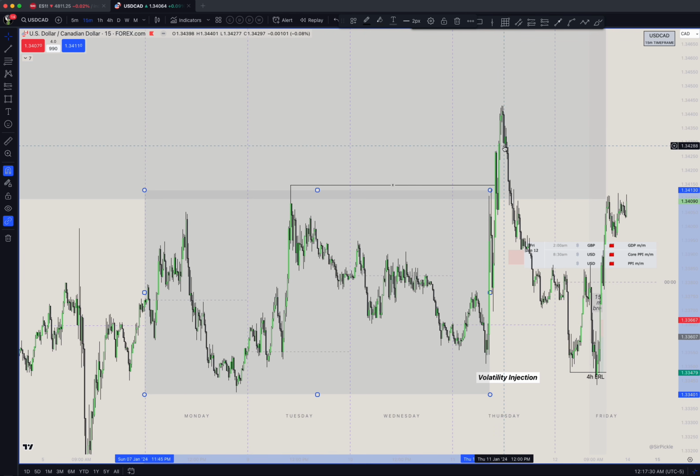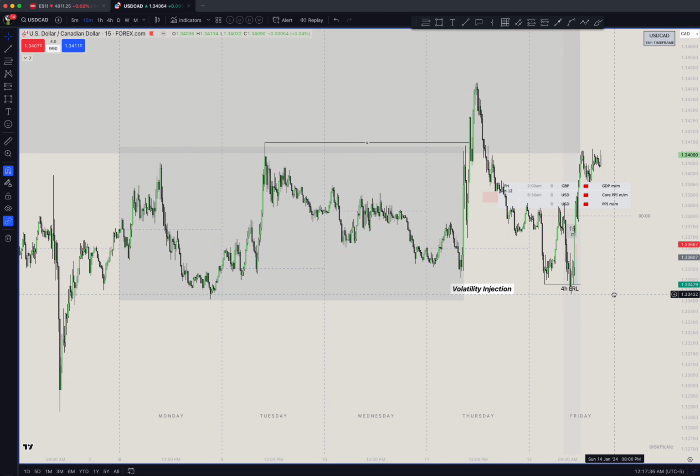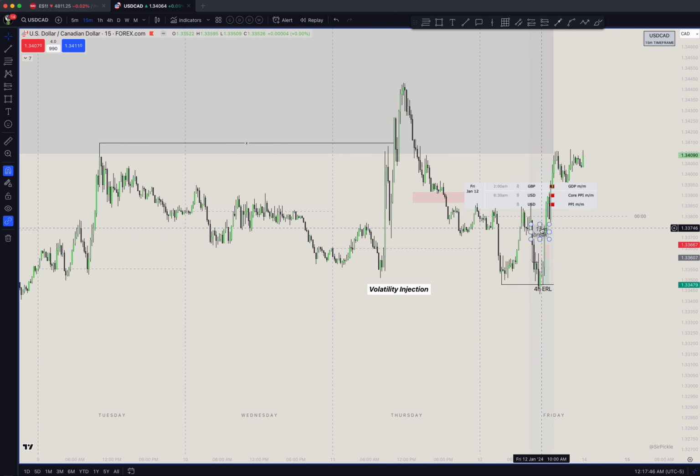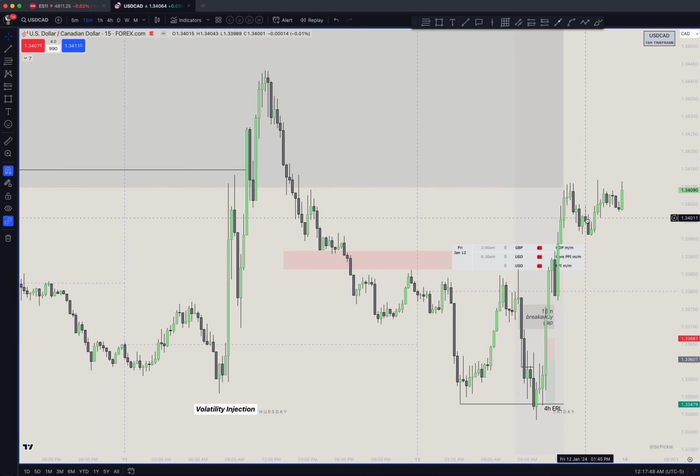What I wanted to see happen on Friday was further continuation lower, that distribution. That didn't end up happening right here. We actually displaced up higher after taking that 4-hour external range liquidity. But that's besides the point. That's not the trade I'm trying to review right now. Let's review the actual trade right here.